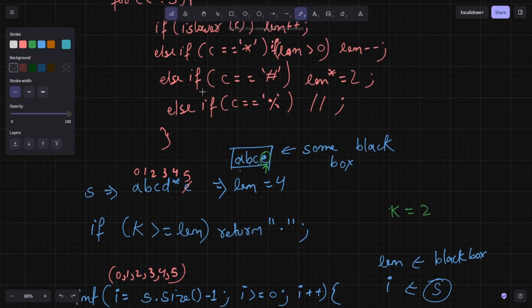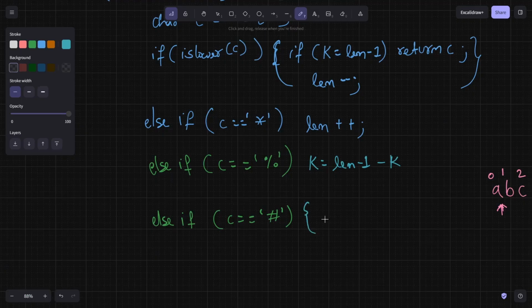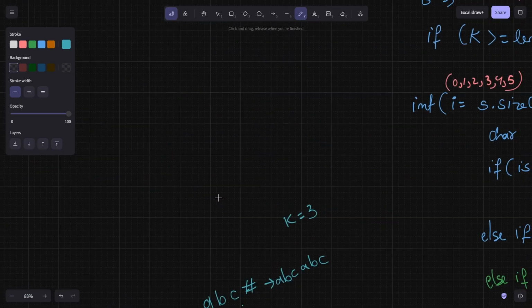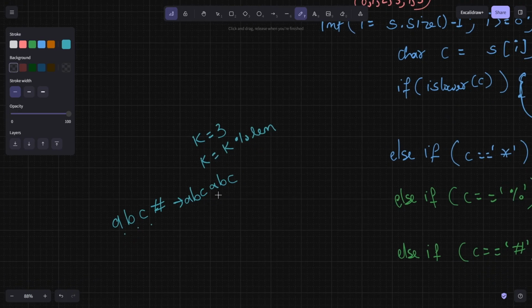In hash we multiplied length twice, so in hash what we are going to do is divide length by 2. And after dividing length by 2, we do k equal to k modulo length. So if we divide length by 2, here length equal to 6 becomes 3.